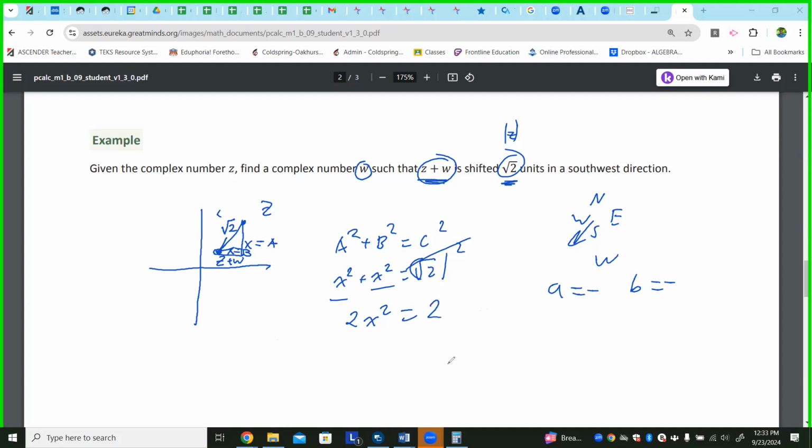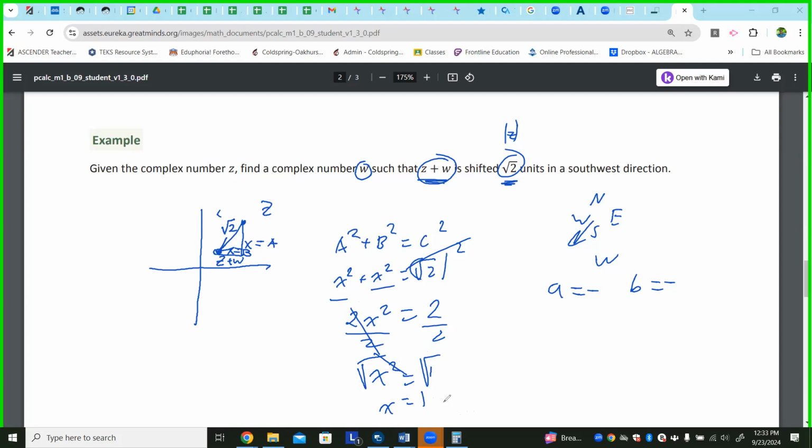Algebraically, what would you do next to solve? Divide. Now I get x squared equals what? What's 2 divided by 2? 1. And what's the square root of 1? Oh, my bad. I guess I should ask this. How do you get rid of a square? Square root it. Square root of 1 is not I. What is the square root of 1? Just 1. What is I represented by? Square root of negative 1. All right, so I get x equals 1.